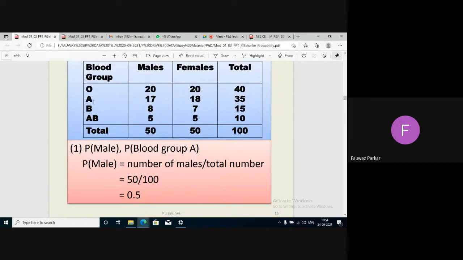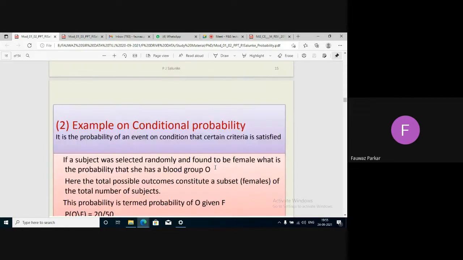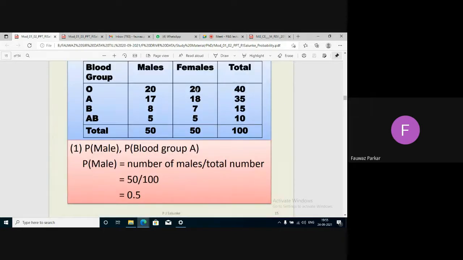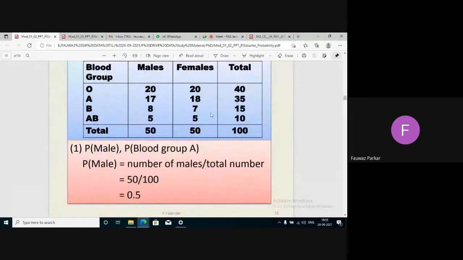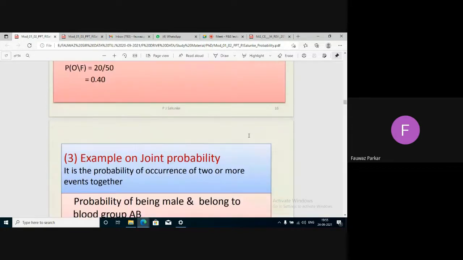So again, how many do we have in blood group O? It is 20. So 0.5 will be in the denominator. Again, total females, this probability will be found out. So this is again 0.4. So simply you can use it in that manner also. 20 divided by 100, then divide by 0.5, or directly you can use it. Fine.